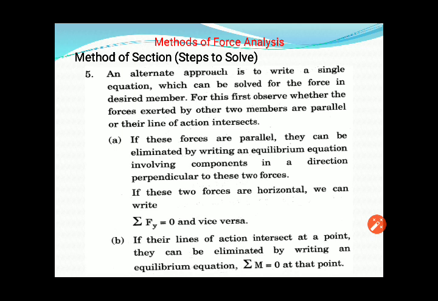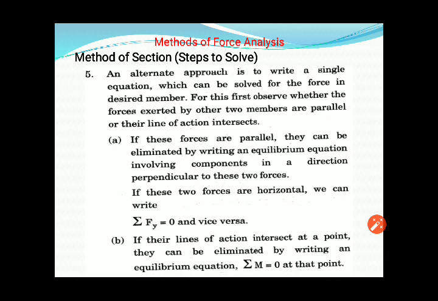An alternate approach is to write a single equation which can be solved for the force in the desired member. For this, first observe whether the forces exerted by the other two members are parallel or their lines of action intersect. If these forces are parallel, they can be eliminated by writing the equilibrium equation involving components in the direction perpendicular to these two forces. If these two forces are horizontal, we can write summation Fx equals to 0, and vice versa. Similarly, if their lines of action intersect at a point, they can be eliminated by writing an equilibrium equation, summation M equals to 0, at that joint.